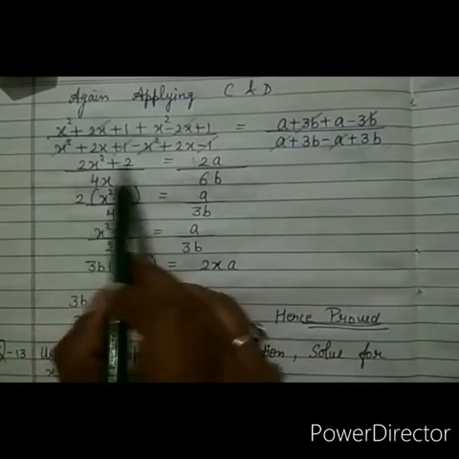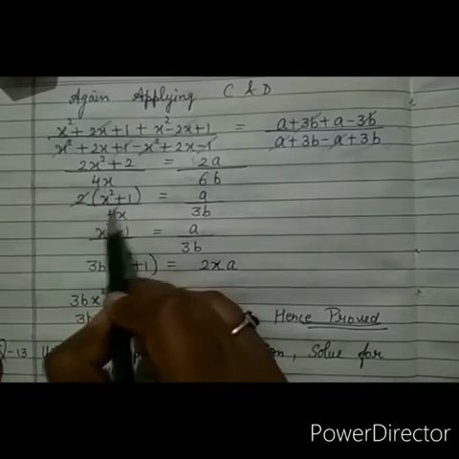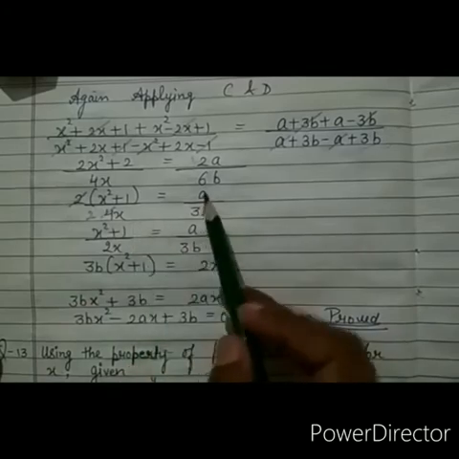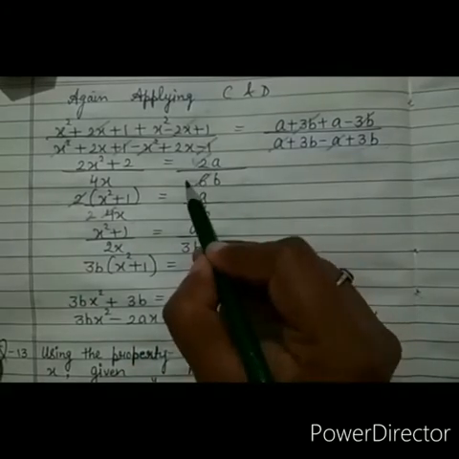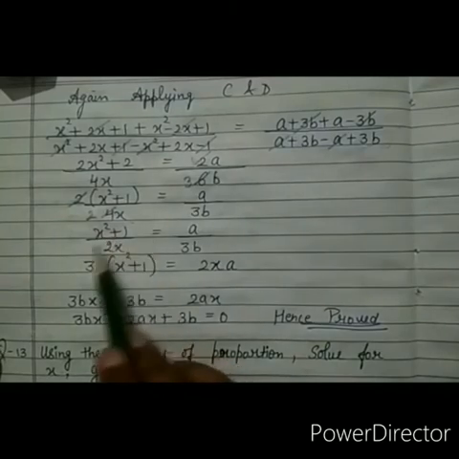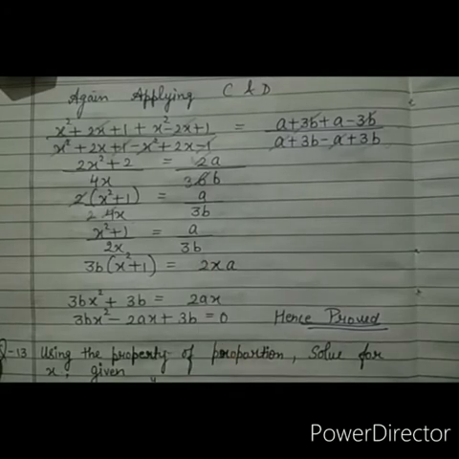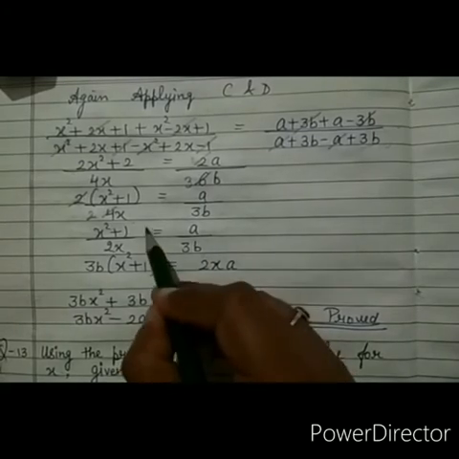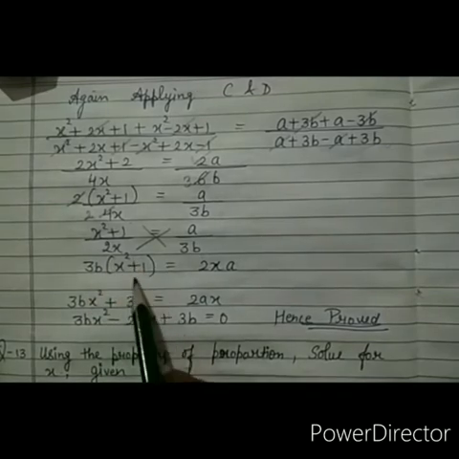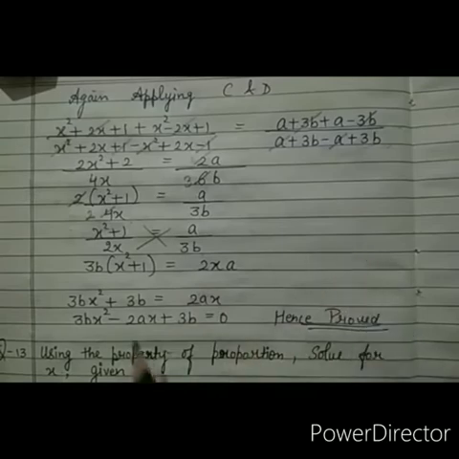Now take 2 common from the numerator, and when we solve it, this is cancelled 2 times and this one is cancelled 3 times. Now we will get (x square + 1) upon 2x is equal to a upon 3b. Now when we further solve it by cross multiplying, then we will get 3b in bracket (x square + 1) is equal to 2ax or 2xa.